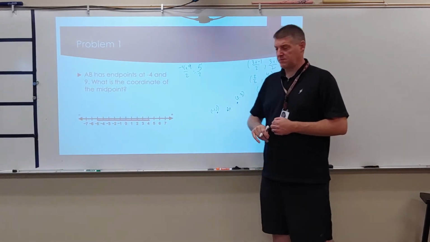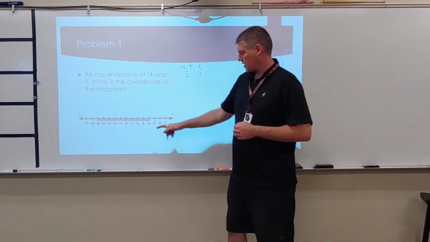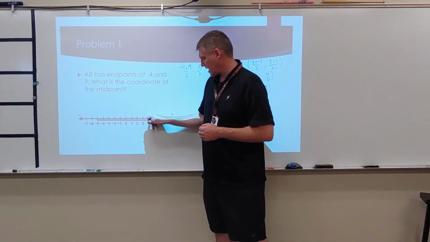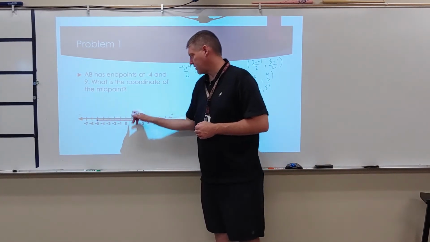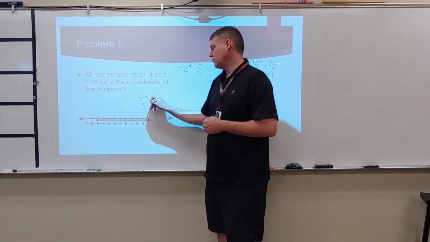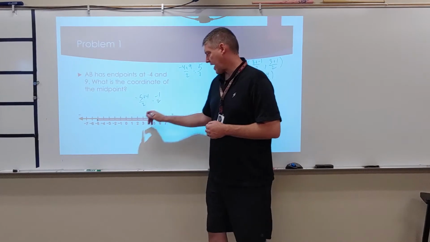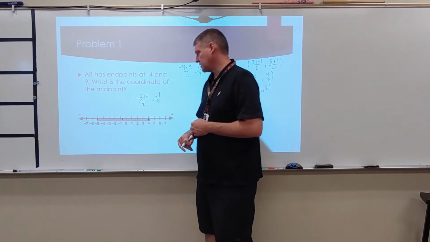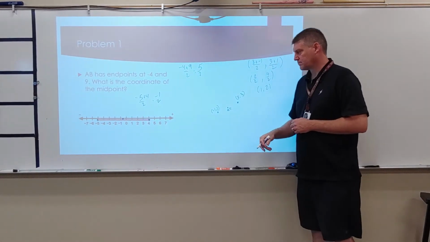So we're going to do the same thing now with a graph. So now we're going to say that this ends at 4 and this ends at -5 here. So I have -5 plus 4 over 2, which is -1/2. So right here is my midpoint.